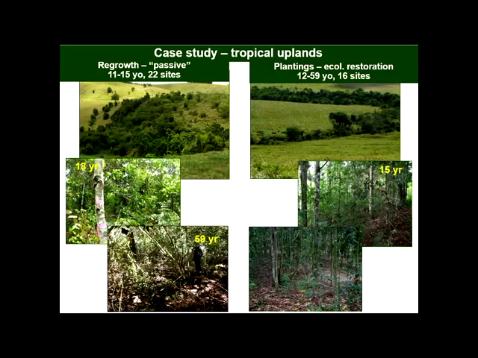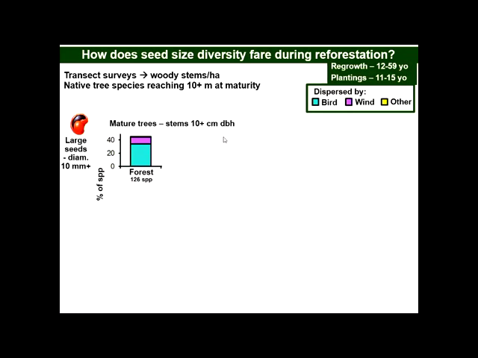One is really not much of an intervention except for reducing livestock grazing, which allows regeneration to take place on its own, and the other is more intensive tree planting. And to look at this, I'm taking more established sites. They've got a canopy, they've got trees there, aged 12 to 59 years for the regrowth and 11 to 15 for the plantings.